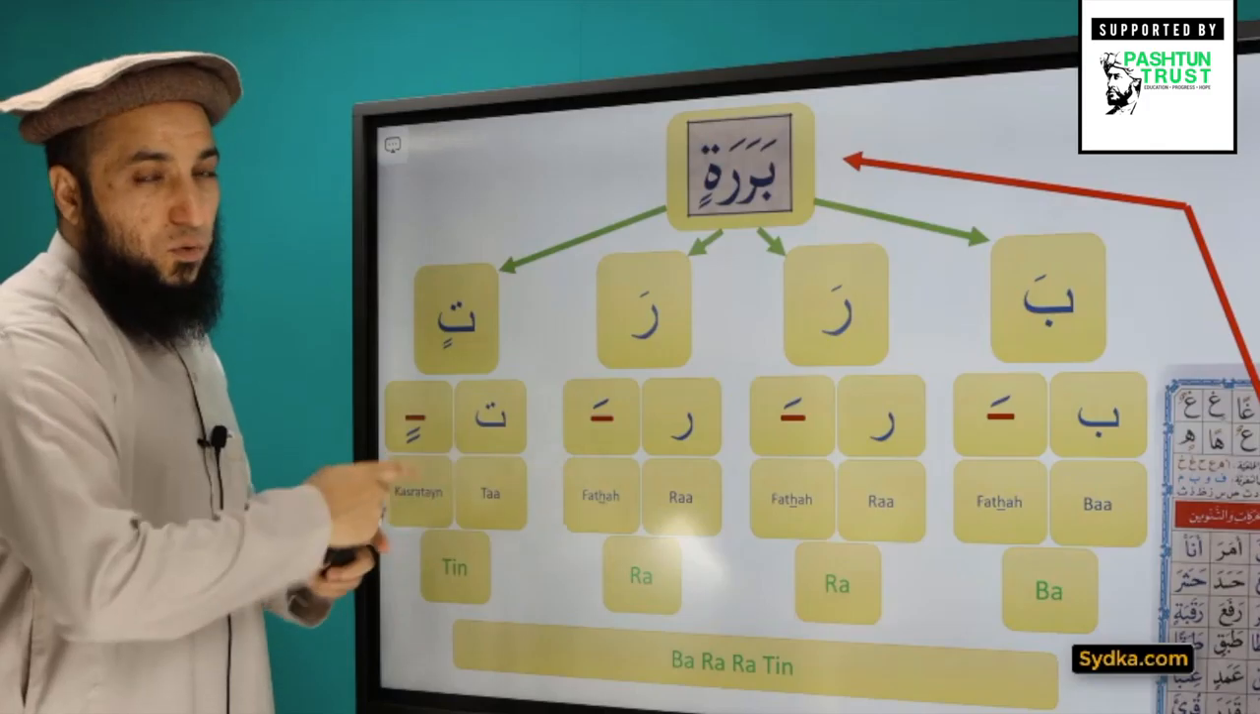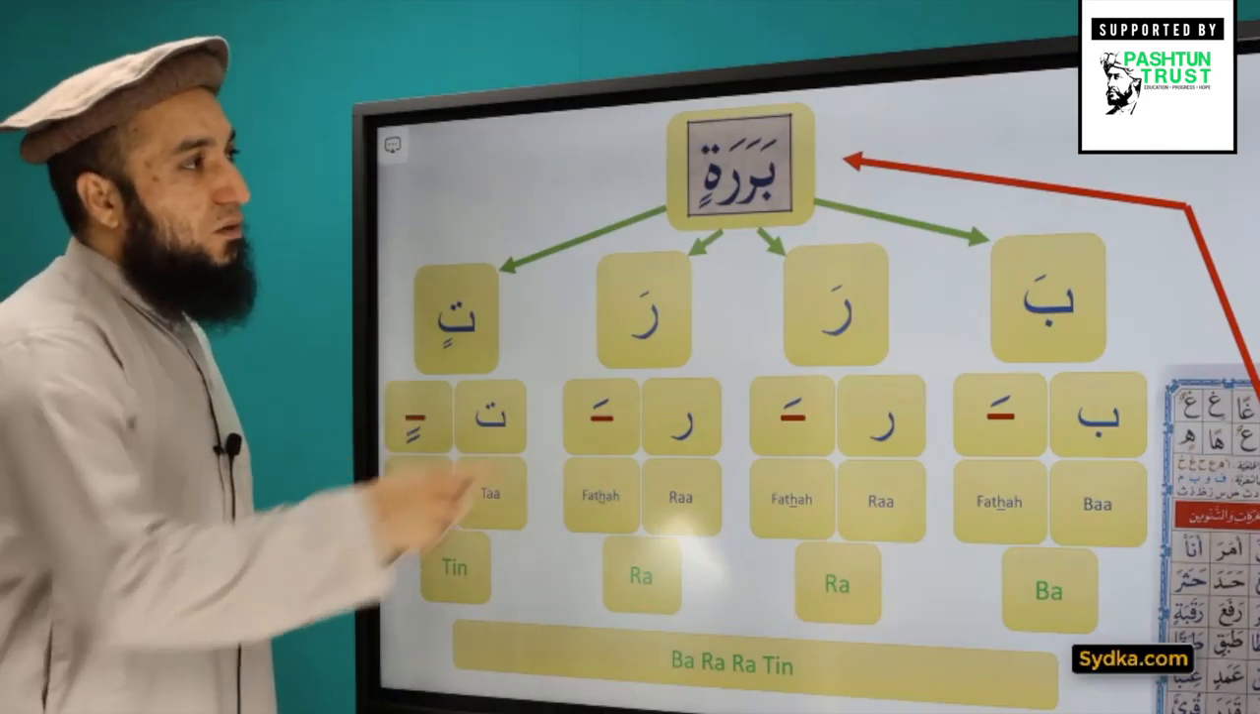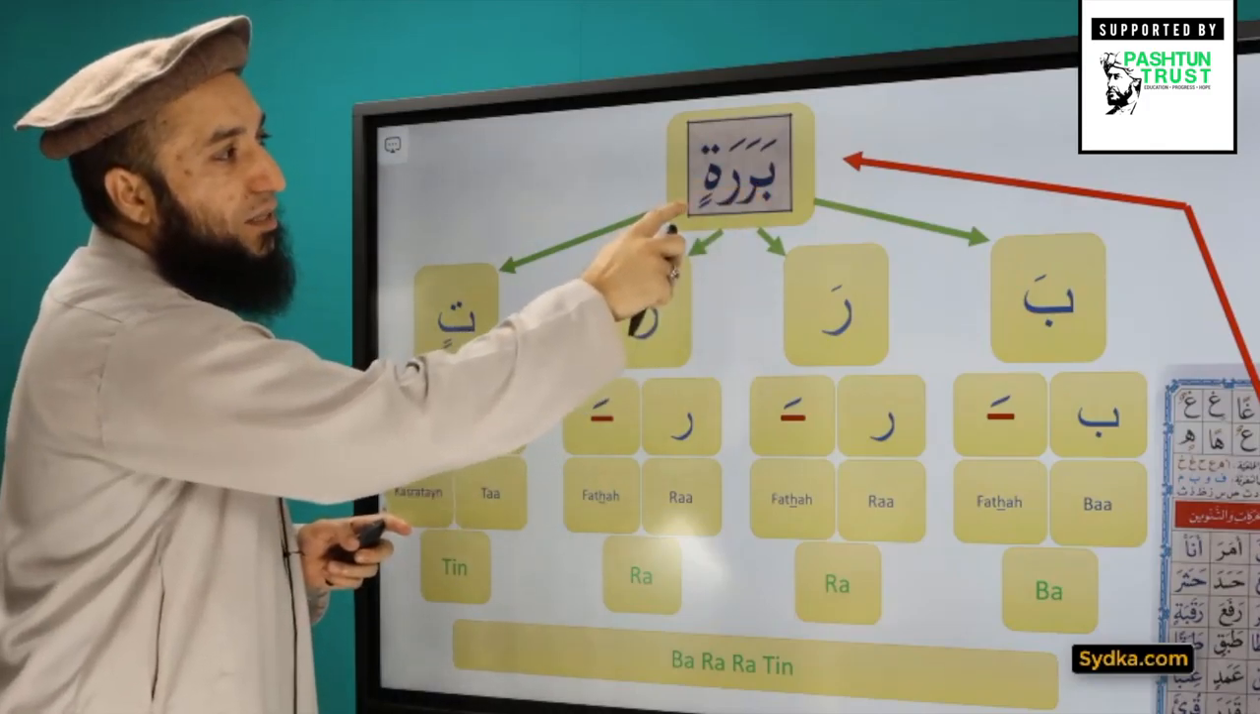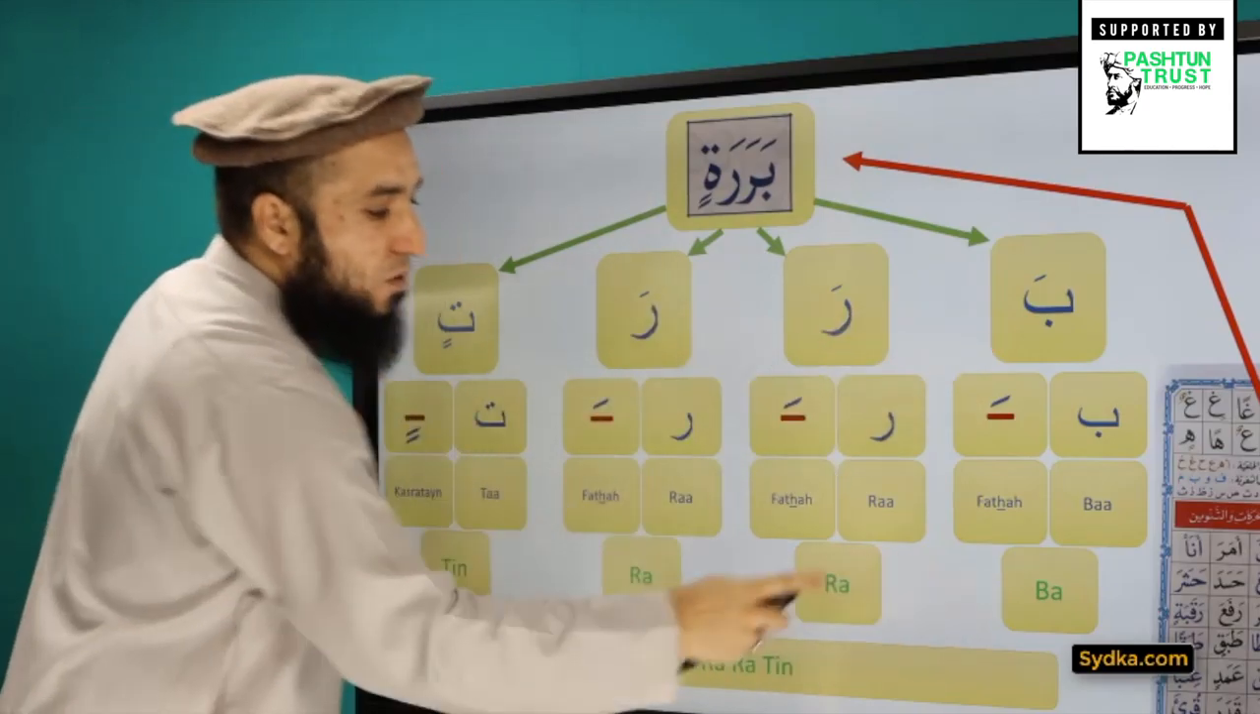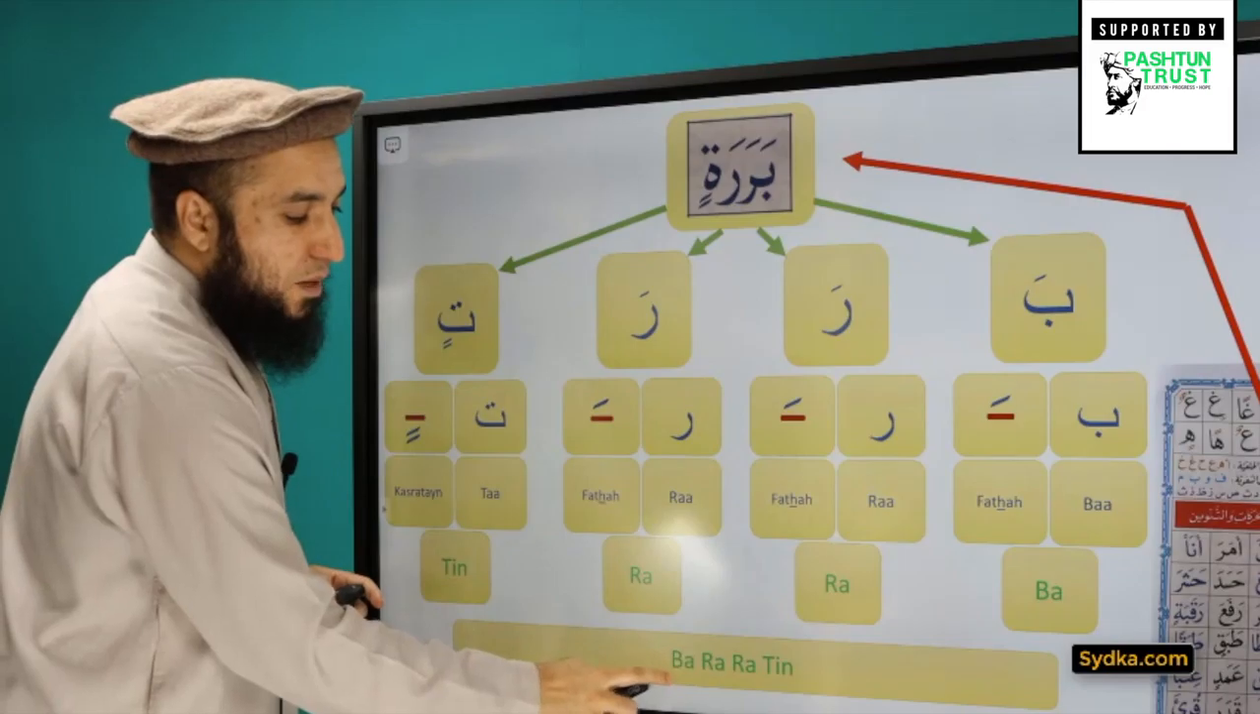So now we're combining all four syllables, and then we have the word bararatin. Bararatin.